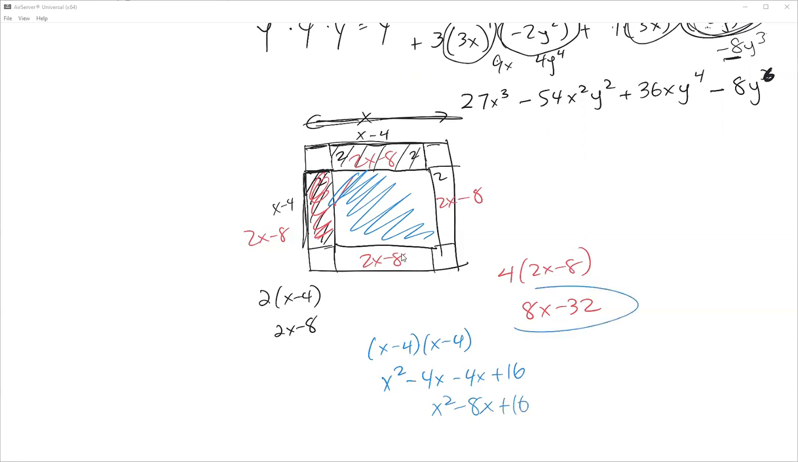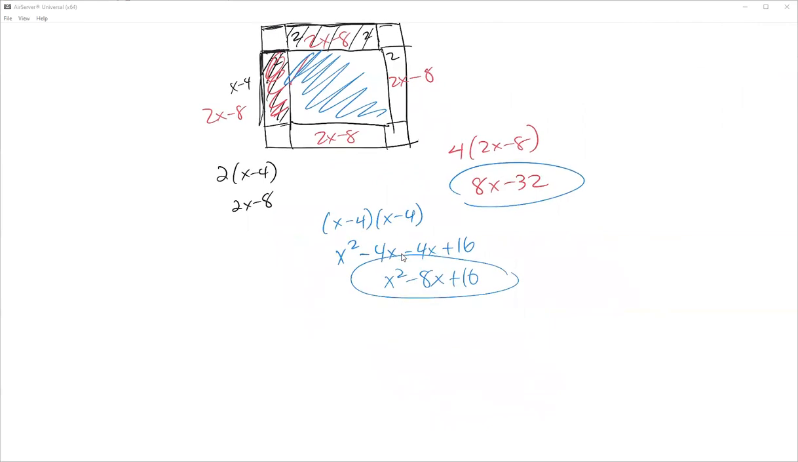Then you're going to add this and this right here, because again, you're getting the surface area. You're adding up all the areas of each. So it would be x squared. The 8x's are gone, they cancel each other out. And then negative 32 plus 16 is negative 16. And this is your area, so it'd be x squared minus 16. You could have just done x minus 4 times x minus 4, I believe. No, that wouldn't have worked, because if you did x minus 4 times x minus 4, you would have had a number in the middle.